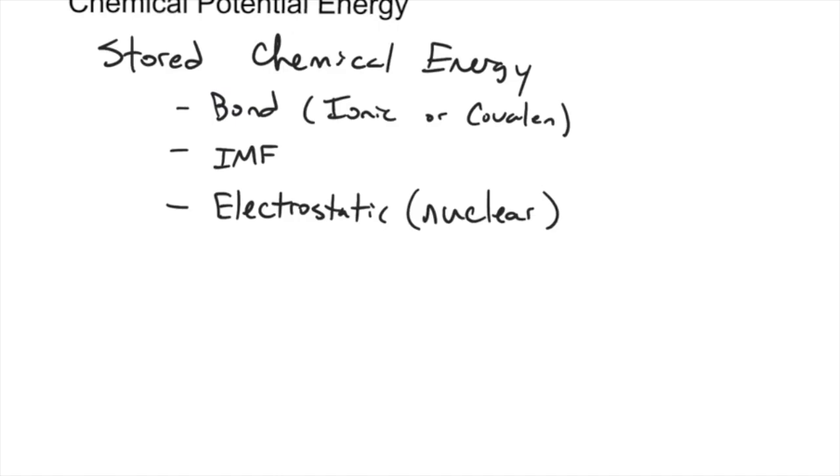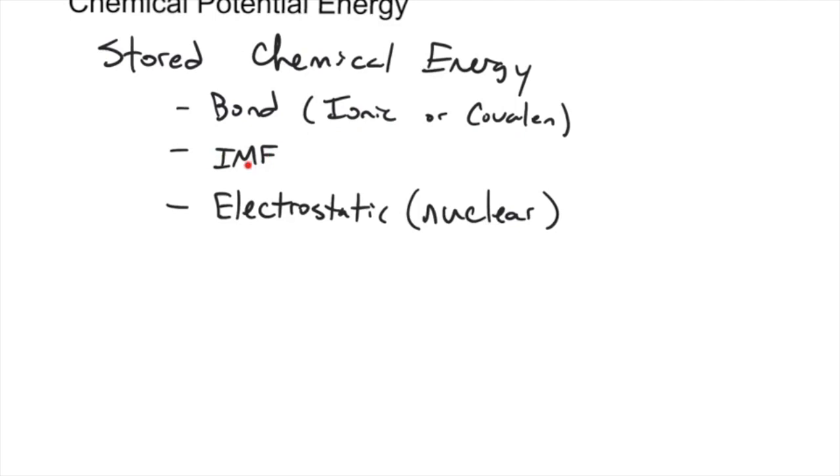The next thing I want to talk about is chemical potential energy, or in other words, stored energy that can be used chemically. Potential energy can be stored in three different forms, at least three that I'm going to list. The first is in bonds. So an ionic or covalent bond is a little packet of stored energy. When the bond is broken, the energy is released, but when you create the bond, energy is conserved.